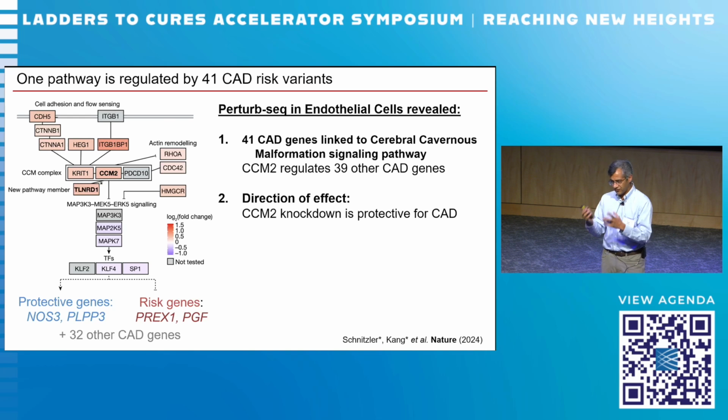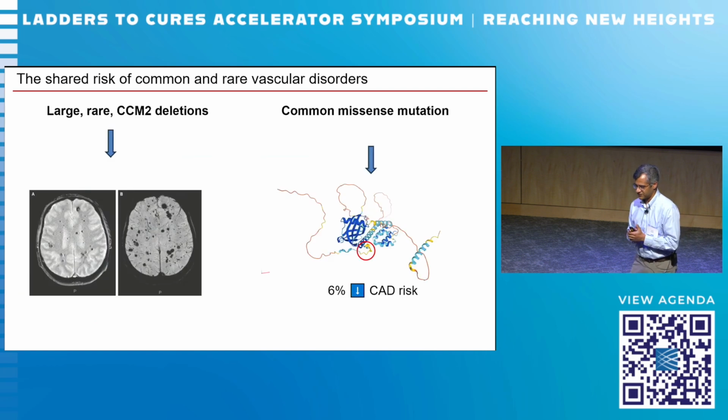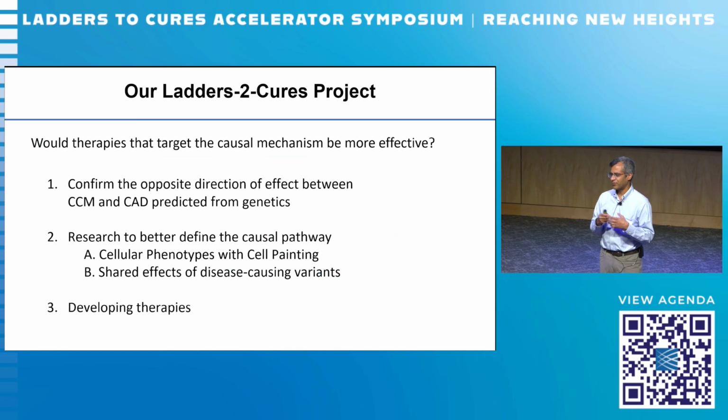And so one of these genes is CCM2 itself. And we had never heard of CCM2. We'd never heard about the disease itself. But what we were seeing is that loss of function of CCM2 and other genes in that complex were protective for coronary artery disease. So now, after reading the literature, we had this dilemma. The literature is telling us that large, rare deletions in CCM2 are causing this severe neurovascular disorder. But then when you look at a common missense mutation in that same gene, it's protective for coronary disease. And so our Ladders to Cure project was to really confirm these opposite directionalities, really see if that's true, and to better define these phenotypes.